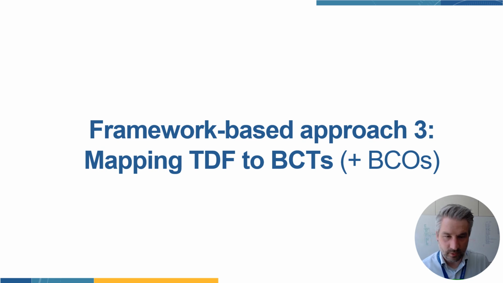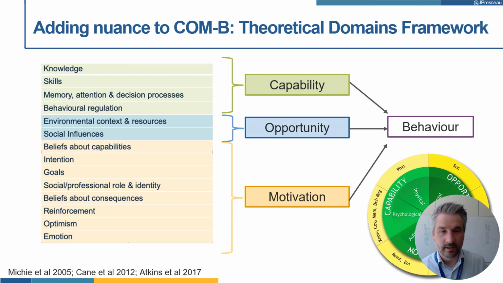A third framework-based approach, if you want to go more nitty-gritty than the COM-B and the behavior change wheel, is to go down to the theoretical domains framework and behavior change techniques and behavior change ontology level. A way to think about this is, if you're familiar with the COM-B, the capability, opportunity, motivation model, the theoretical domains framework is really a deep dive into each of those particular domains. So they speak to each other, so to speak, in terms of models, theories, and frameworks. If you want that nuance, you can get at that within the TDF, and that links up to the COM-B.